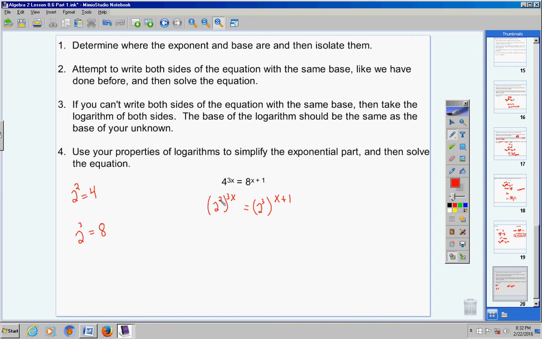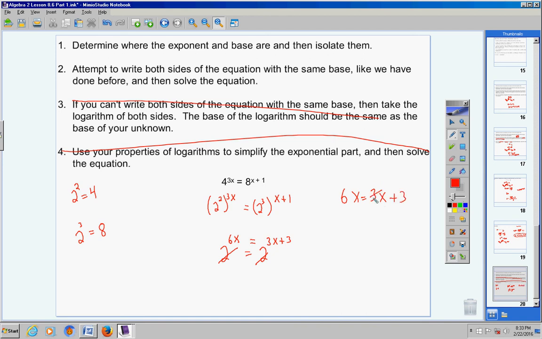What if I taught you when you have a power raised to a power, you multiply those? So I have 2 to the what power? What about over here? I have a power raised to a power. So take your x plus 1 and multiply it by 3. That would be 3x plus 3. 3 times x, 3 times 1. Okay? There we go. So now I've written both sides with the same base, so I don't need step 3. I don't need step 4. Your bases are the same, so cross them off and set the exponents equal. So 6x equals 3x plus 3.